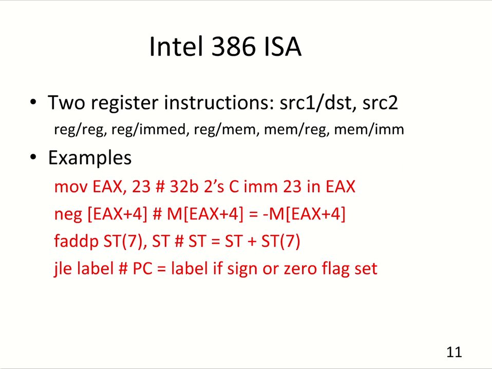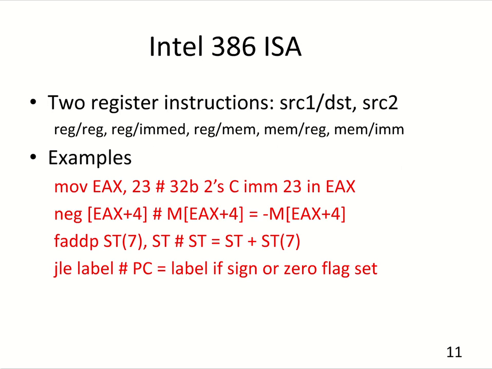Most of the arithmetic and logic instructions in the instruction set are 2 register instructions. So rather than having a separate destination and 2 sources, as we saw in the case of MIPS, in the 386 architecture, the first source and the destination are actually the same. So you can have combinations that look like a register-to-register operation, or a register immediate, or a register memory, or memory register, or memory immediate. And some examples are shown here in red.